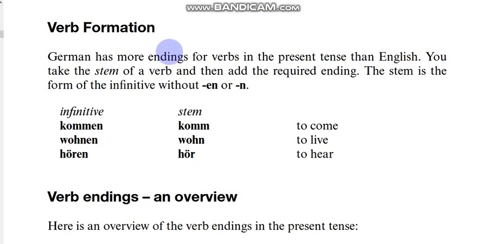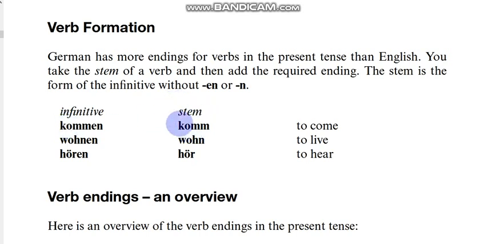Verb formation in German. German has more endings for verbs in the present tense than English. You take the stem of a verb and then add the required ending. The stem is the form of the infinitive without the -en or -n. Kommen, to come. Infinitive, kommen.